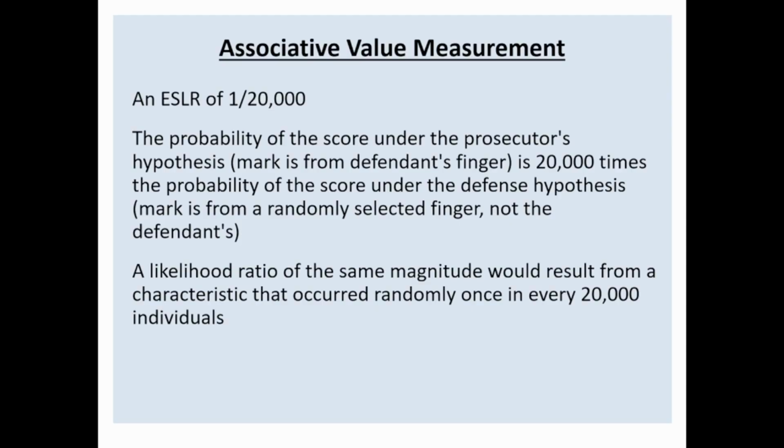A likelihood ratio of the same magnitude would result from a characteristic that occurred randomly once in every 20,000 times. And so in my slides, and as I'm talking here, I'm saying, well, the minutiae configuration of the mark is rare, 1 in 20,000. But that's a leap, and it's an explanation of how much strength is there in this associative value. We don't have statistical methods that will calculate the bottom line, but we have statistical methods that will do the top 2 paragraphs.